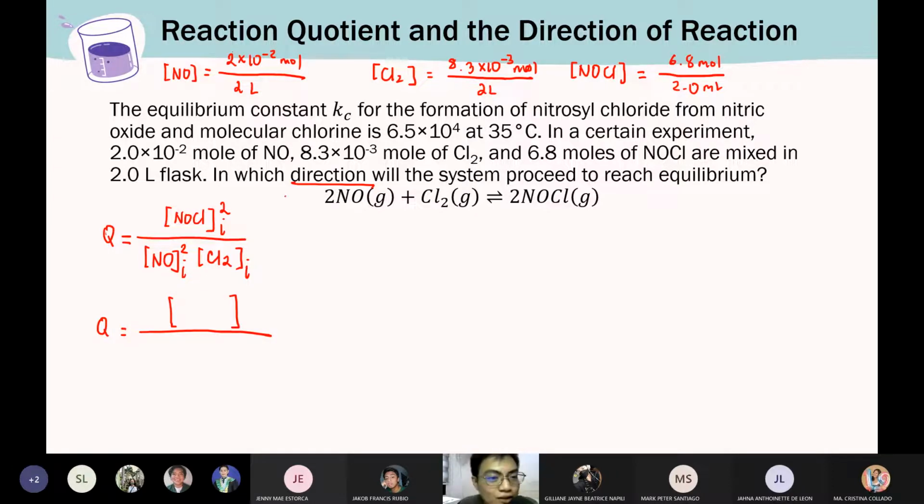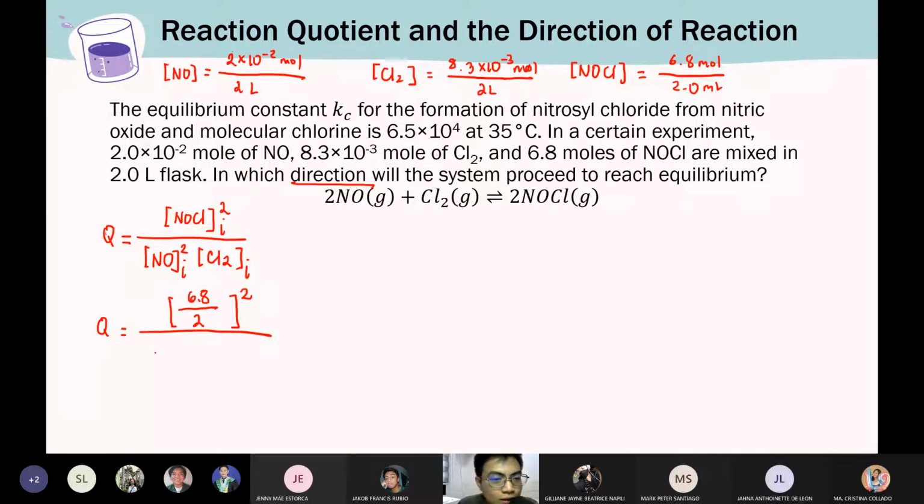So, NOCl. The concentration of NOCl can be calculated by dividing 6.8 by 2. I'll put this directly into my Q. So that will be 6.8 divided by 2. Don't write the units. And do not forget the square.